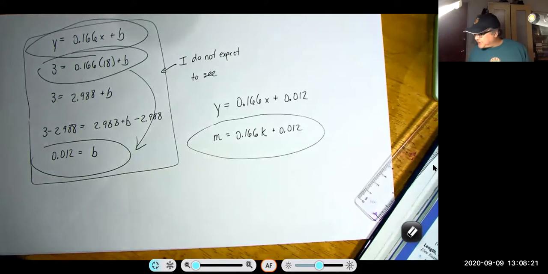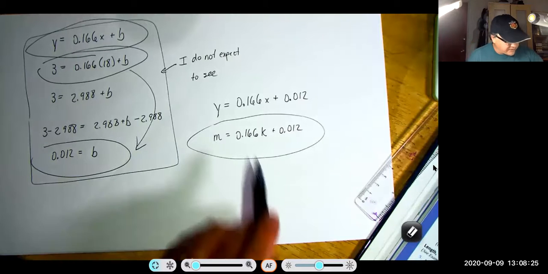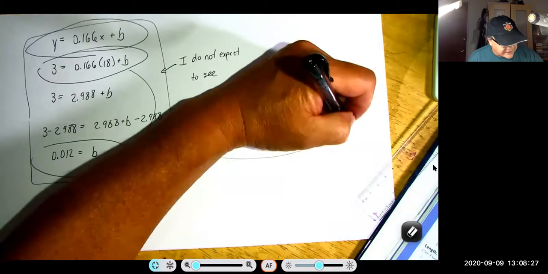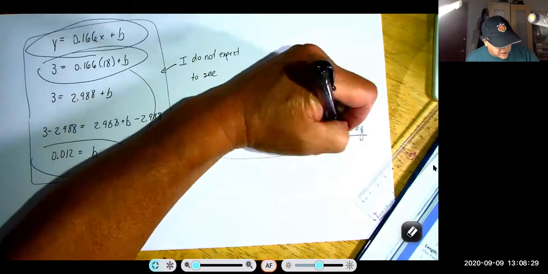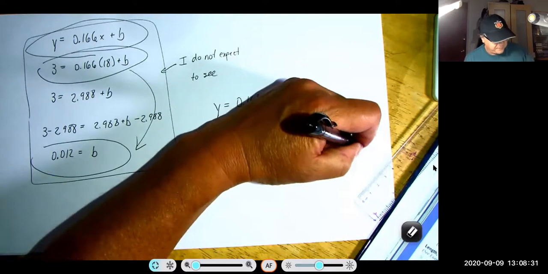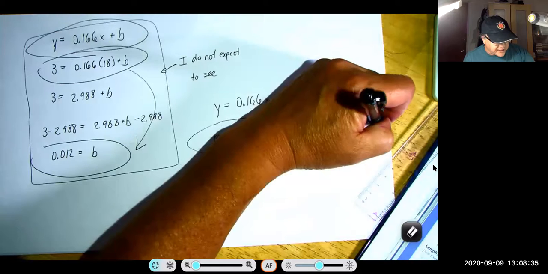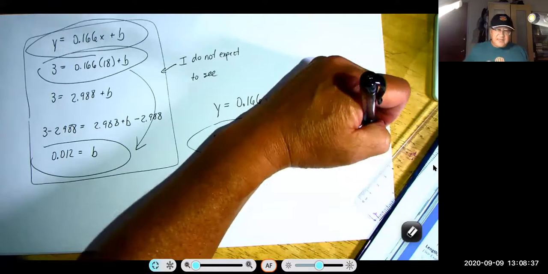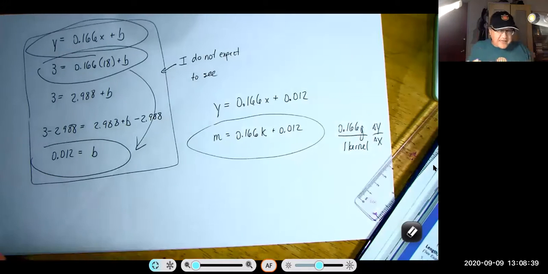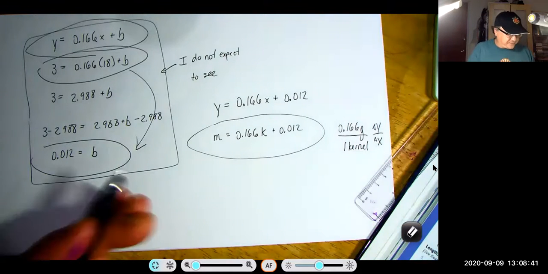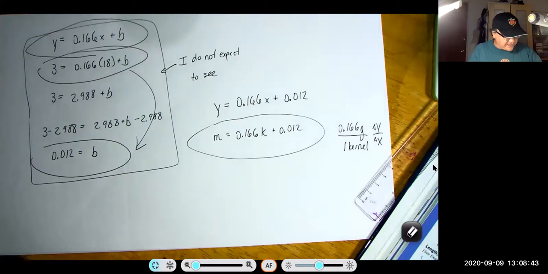All right, now they ask us, what does the slope mean? The slope means 0.166 grams per 1 kernel. And we know that because this is change in y over change in x, and y is the mass, and x is the kernels. Okay, so that's what the slope means.